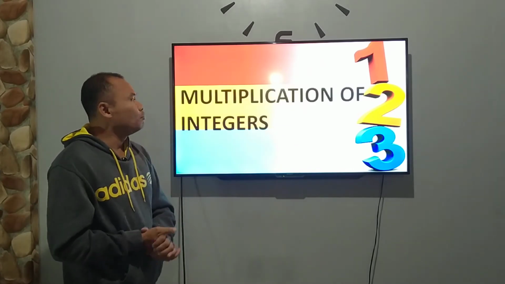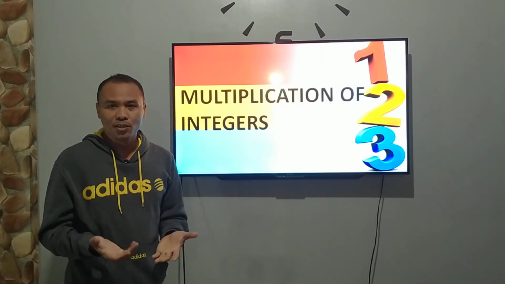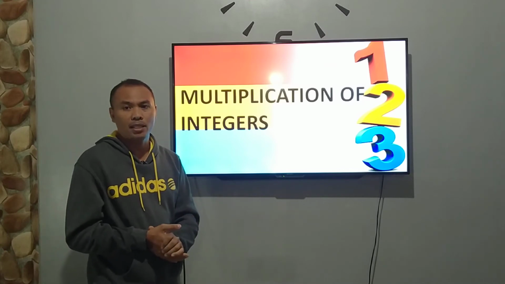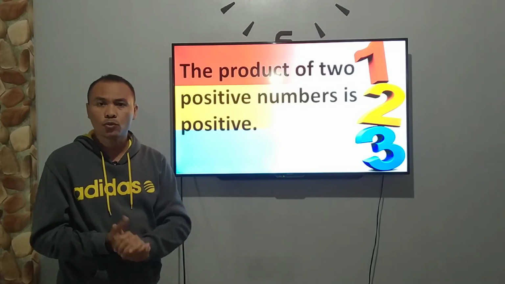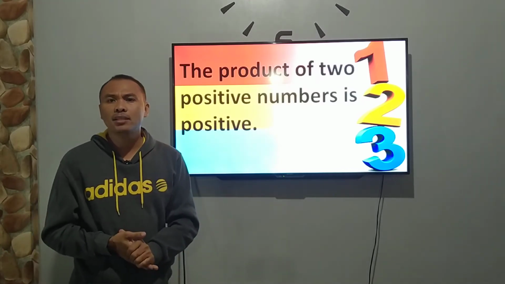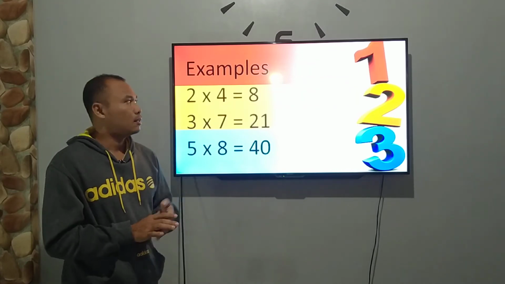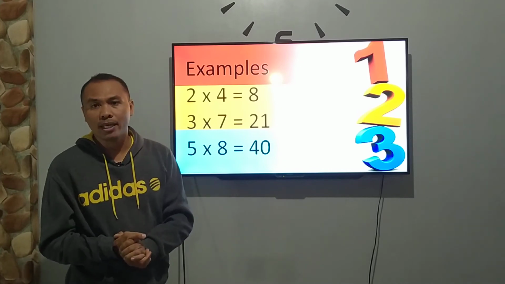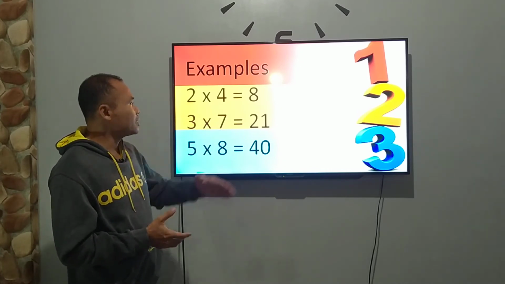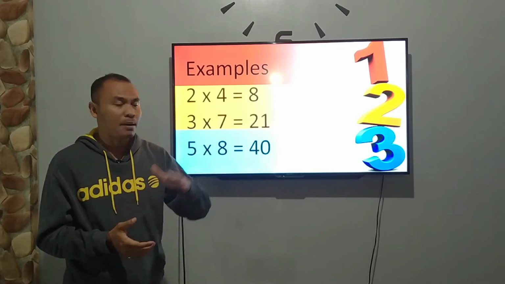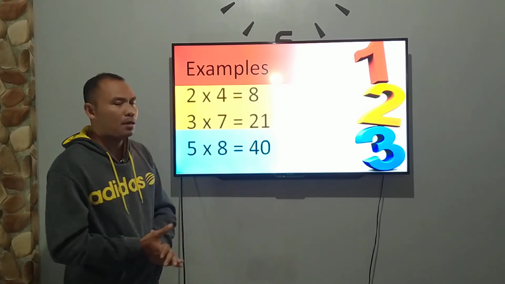Okay, let's proceed with multiplication of integers. And we have again 3 rules in multiplying integers. The first rule is the product of two positive numbers is positive. Tingnan natin. 2 times 4 is 8. 3 times 7 is 21. And 5 times 8 is 40. Pareha sila lahat na positive.